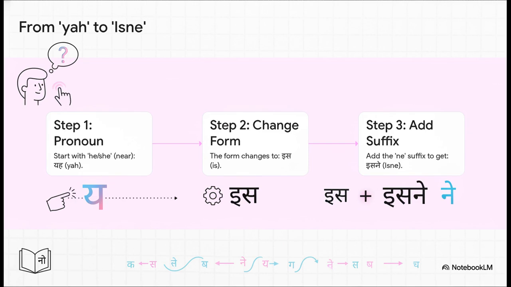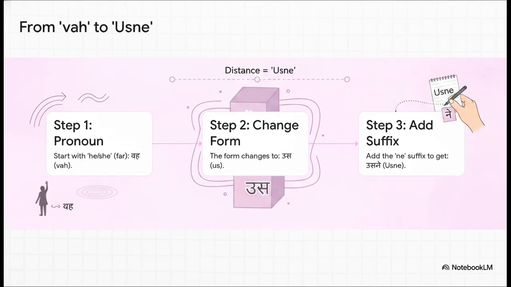First, for someone who is nearby, we start with the pronoun ya. Now, before we can add ne, ya changes its form to is. Then we add the ne suffix. So, ya becomes isne. It's a two-step move. And the same logic applies perfectly for someone who's far away. We start with the pronoun va. First, it changes its form to us, and then we add our familiar ne suffix. So va becomes usne. Isne for near, usne for far.